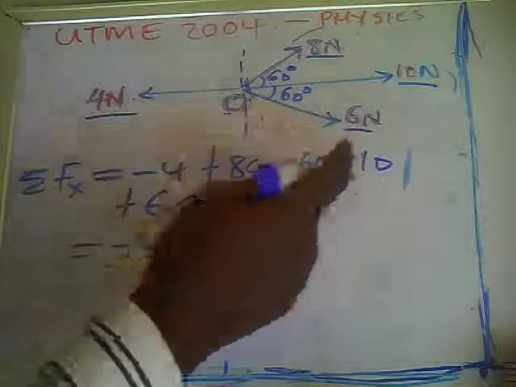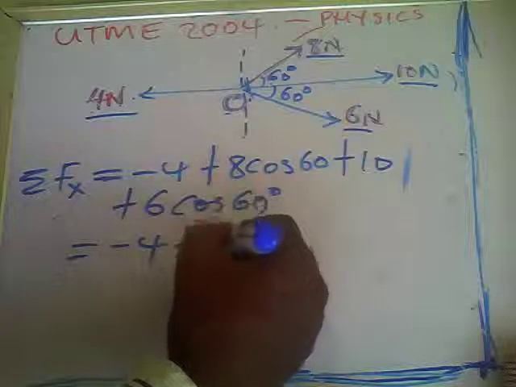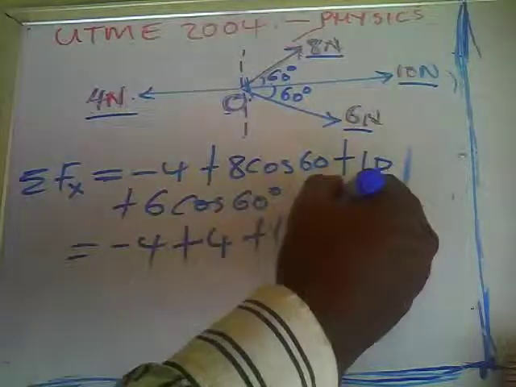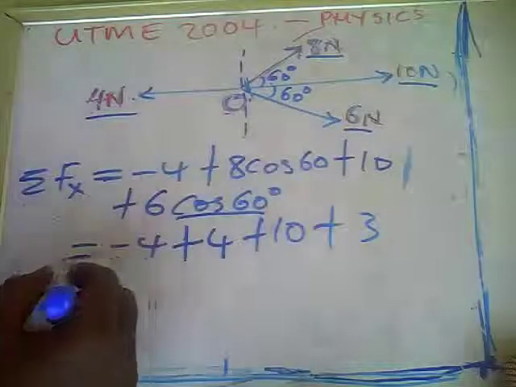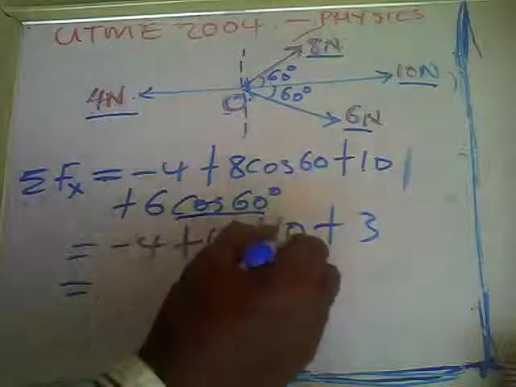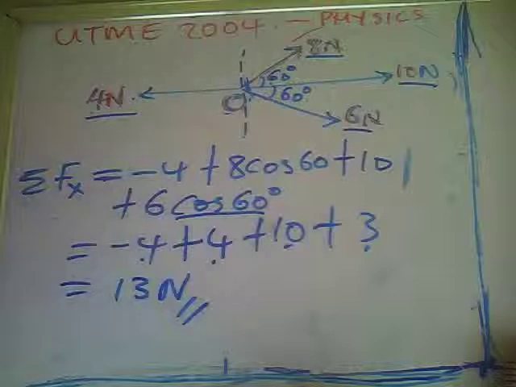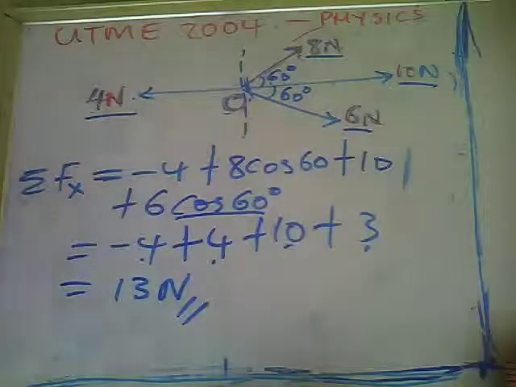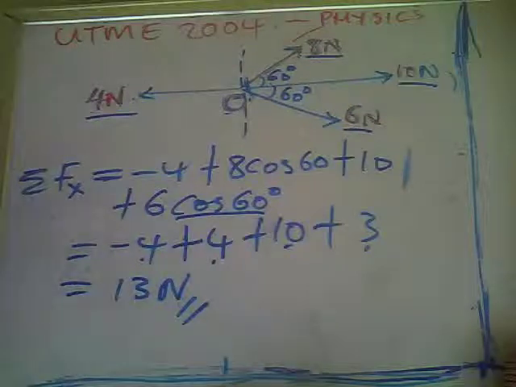Cos 60 is 1 over 2. So 8 times 1 over 2 is 4. Then plus 10. Then plus 6 times 1 over 2, which is 3. So we have minus 4 plus 4 plus 10 plus 3. That's 13 Newton. So the total horizontal force is 13 Newton. We have just applied a resolution of forces here, finding a component of forces along a particular direction. So that is 13 Newton.